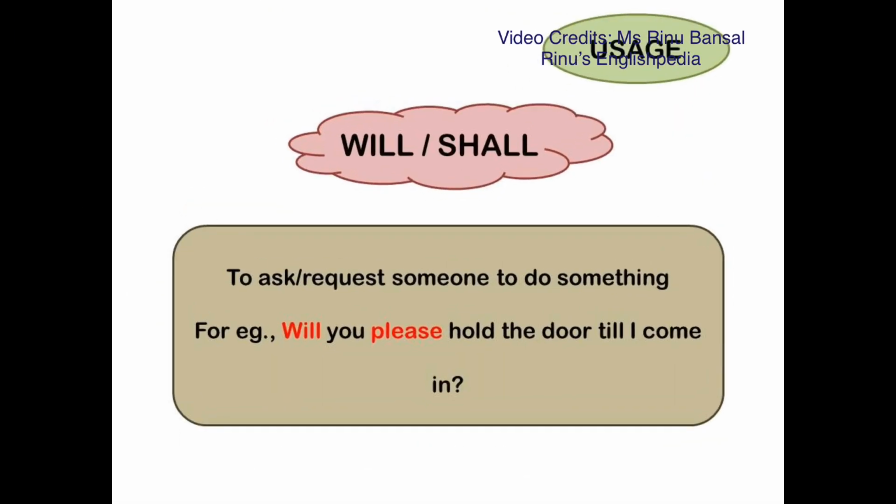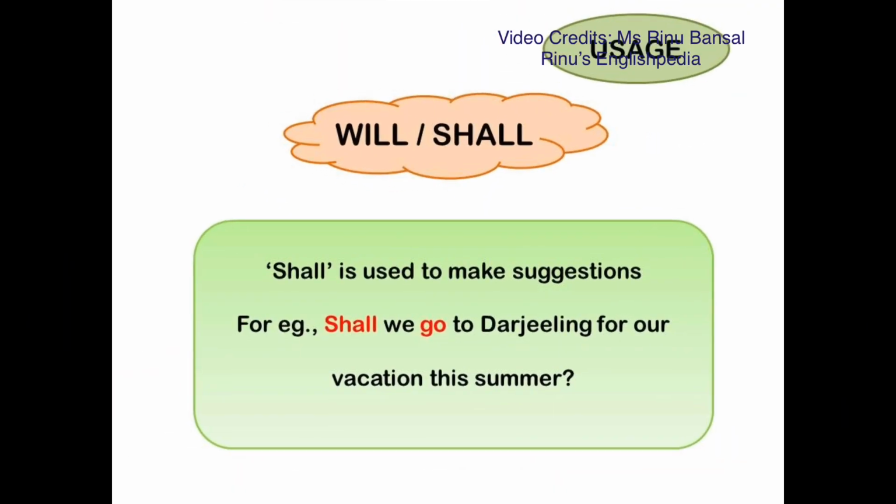When we are asking someone to do something or we are requesting someone to do something, then also we use either will or shall. For example, will you please hold the door till I come in? And finally, only shall is used to make suggestions. For example, shall we go to Darjeeling for a vacation this summer?